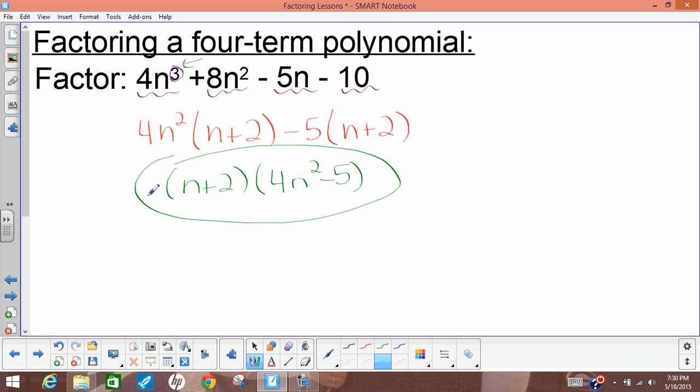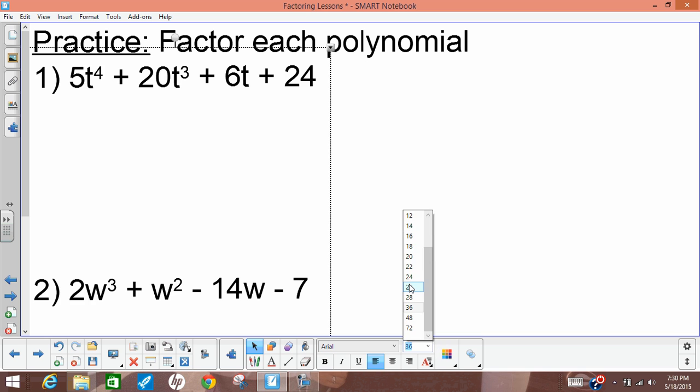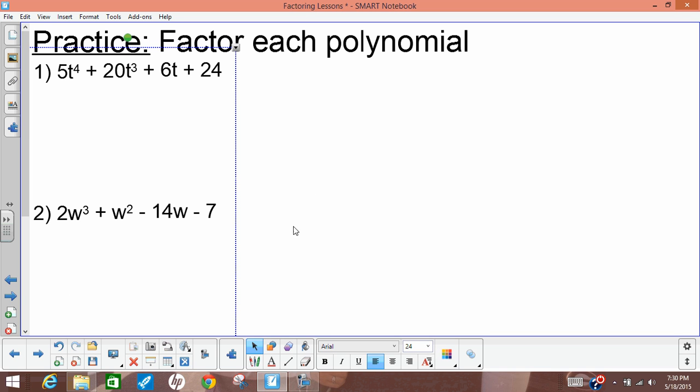And again, very similar to the AC method, minus the multiplying a times c and all that. All we need to do is the grouping portion. So I'll continue to have to shrink these down. I only gave you two this time, so try those two, do grouping, and factor each of those polynomials.